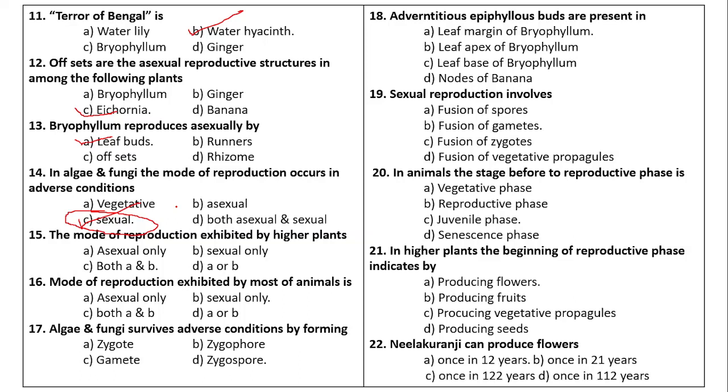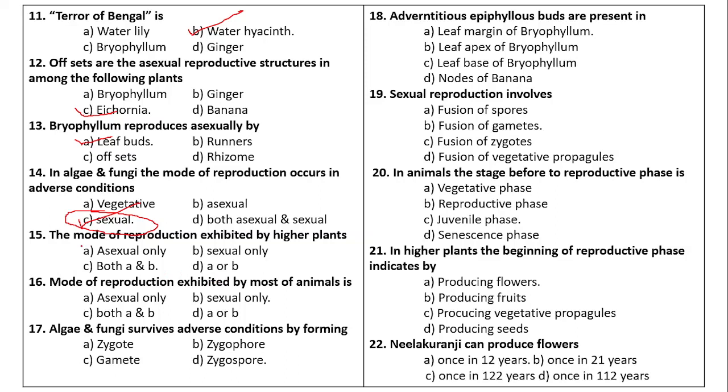Coming to the next question. The mode of reproduction exhibited by higher plants is, what do you mean by higher plants here? The higher plants are nothing but the angiosperms. In angiosperms, the mode of reproduction is dash. Option A, asexual only. Option B, sexual only. Option C, both A and B. Option D, A or B.